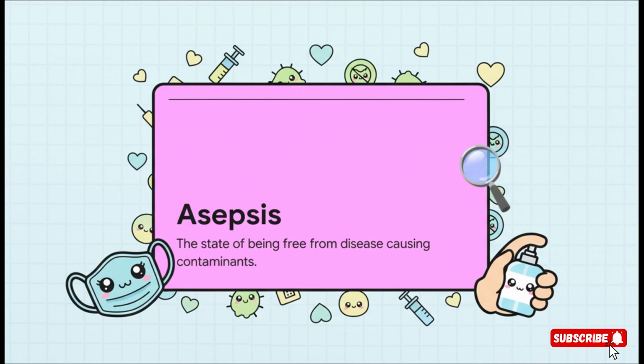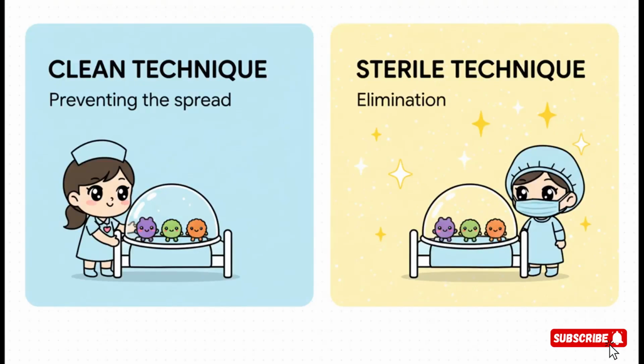But it's not a one-size-fits-all deal. There are actually two key ways we go about this. And this slide really breaks down that crucial difference. So on one hand, you've got medical asepsis. Think of it as clean technique. This is all about containment. We're just trying to stop germs from spreading, like when you're maintaining an IV line.